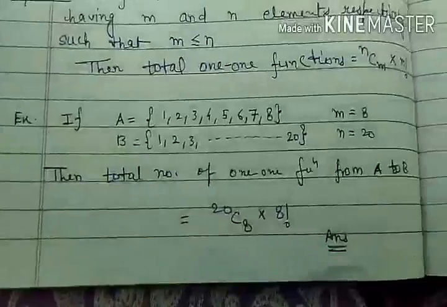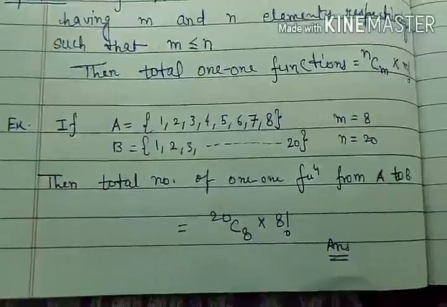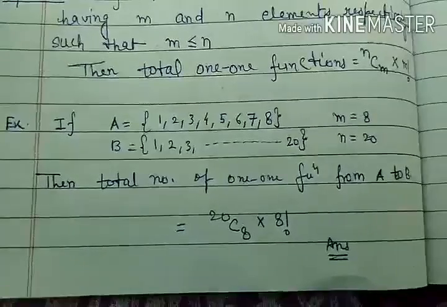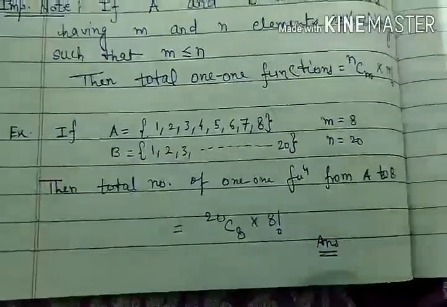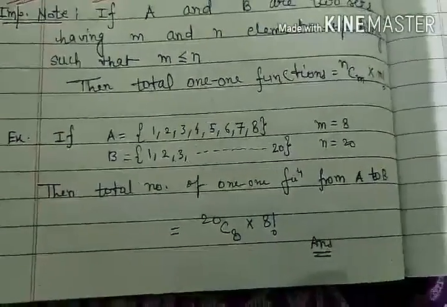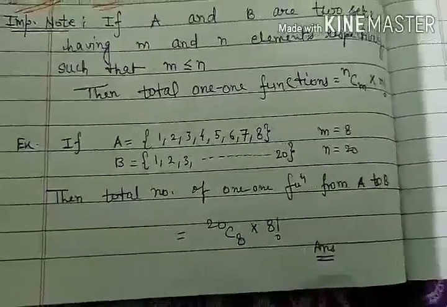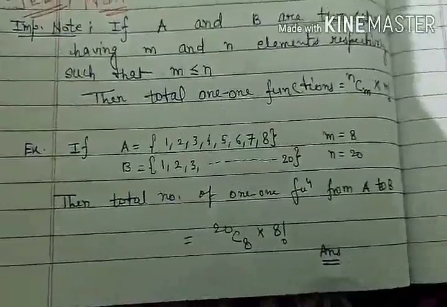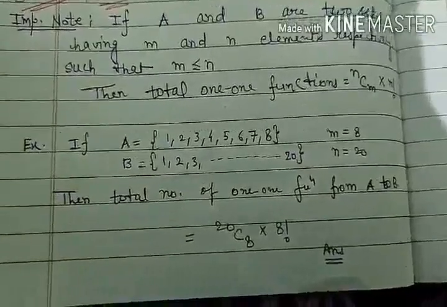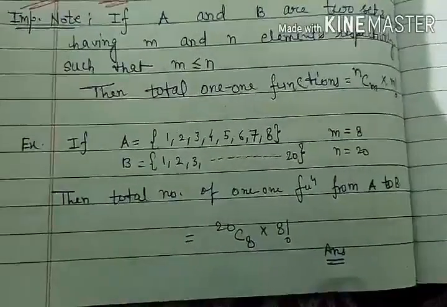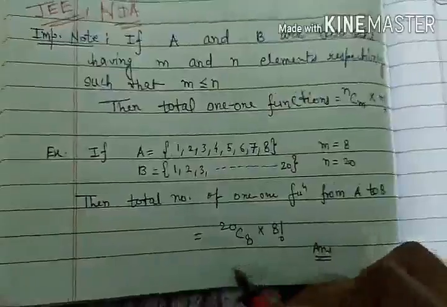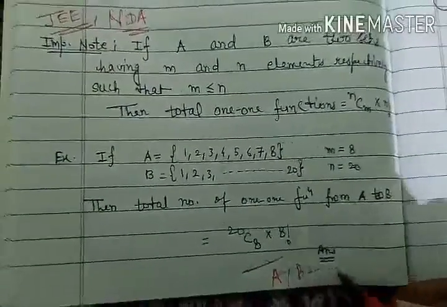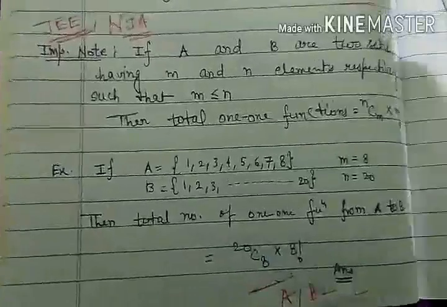Let's take an example to understand this. If A has 8 elements, m is 8, and B is 1, 2, 3 till 20, it means n has 20 elements. Then the total number of one-one functions from A to B will be 20C8 multiplied by factorial 8. You may get a similar kind of option in ABCD in the competitive examinations.